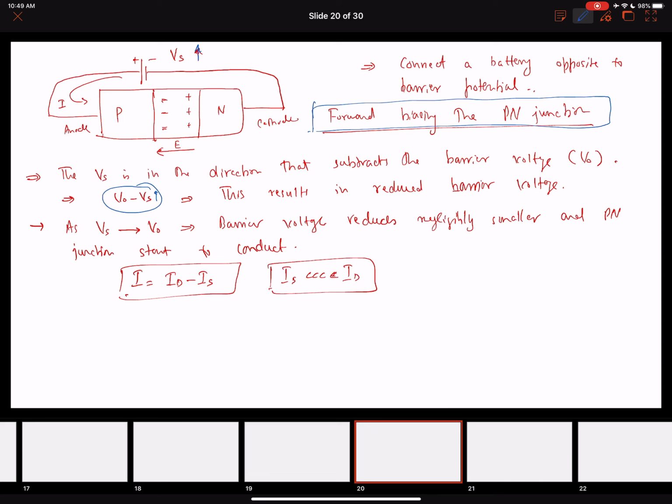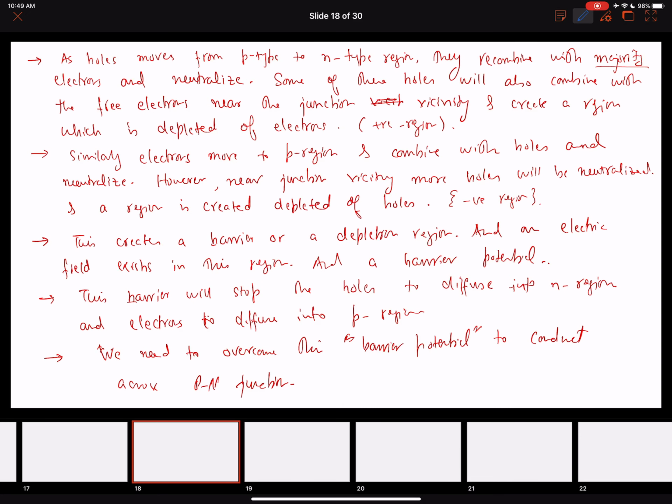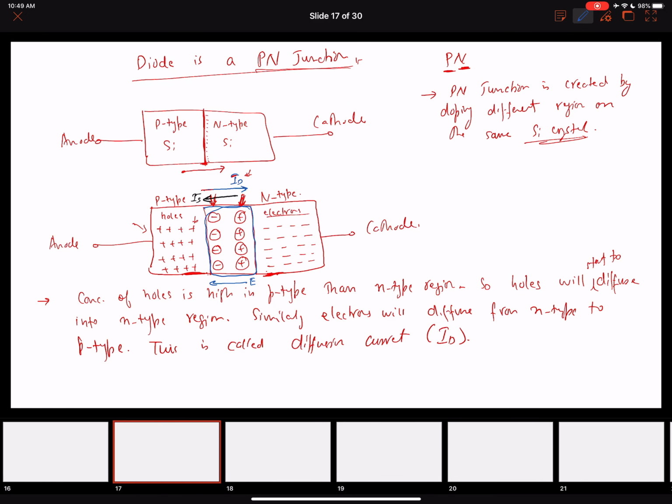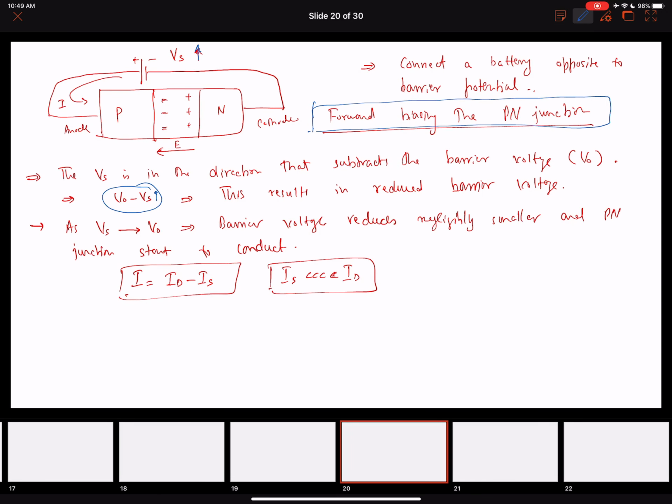What was happening, we had a good amount of drift current here. But we ended up establishing this depletion potential. That is why the conduction also stopped. And we did not have any external source as well. So if we want conduction to occur across the PN junction, we will apply an external source opposite to the barrier potential. And as soon as that source voltage becomes equal to the barrier potential, the conduction will start to occur. This is known as forward biasing the PN junction.